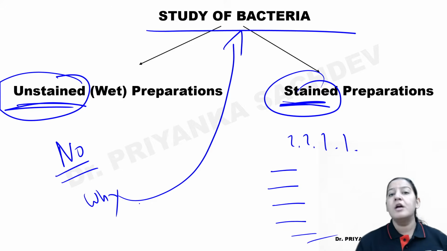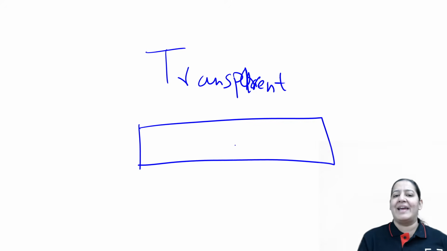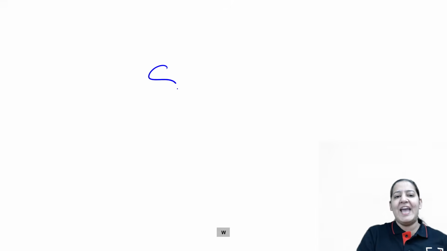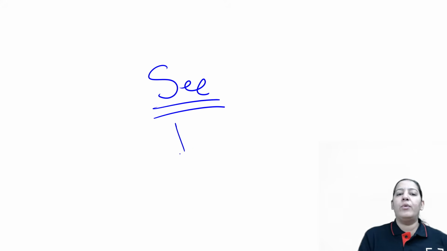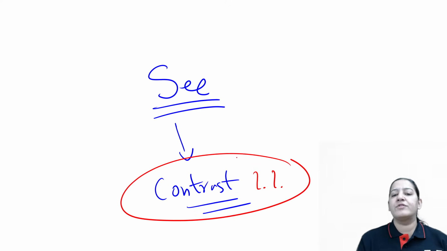Now what is the answer? The answer is that all bacteria are transparent. It is a rule. All bacteria are transparent. And when you take the bacteria on a slide, the slide is also transparent. You cannot see a transparent thing on a transparent background. If you want to see anything with your eyes, you need contrast. Do you understand the meaning of contrast? What is the meaning of contrast?